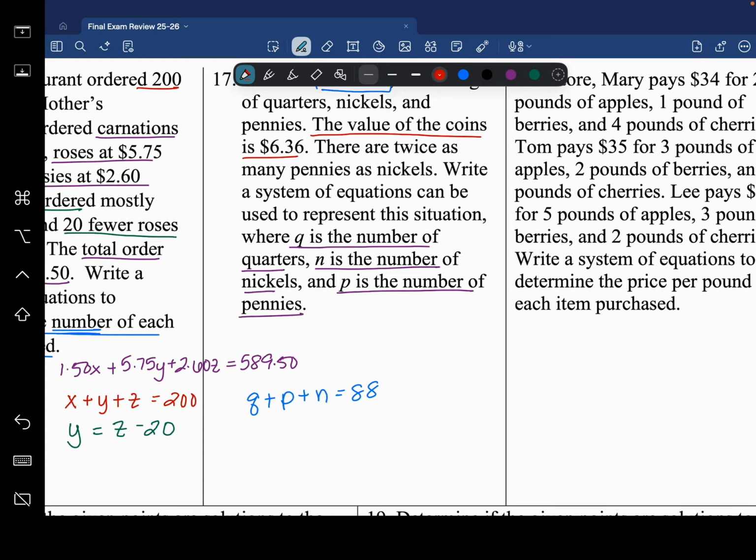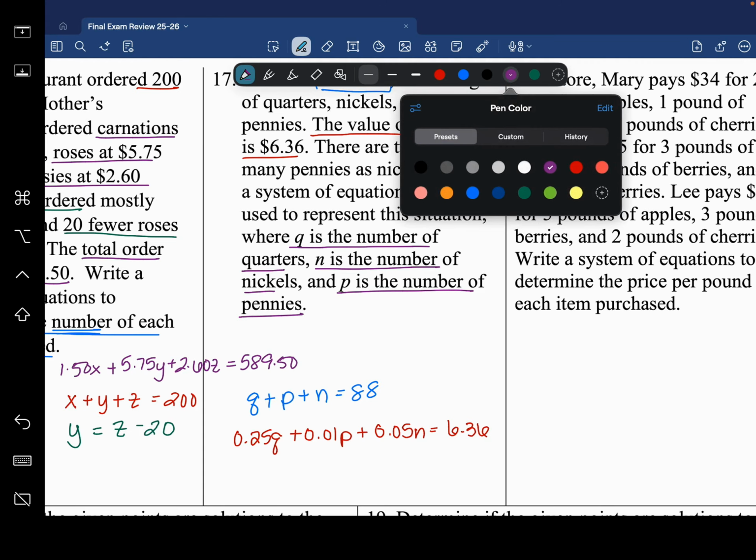Now this is where you are counting. All of these ones in this pile are worth 10 cents. All of these ones in this pile are worth 25 cents. Now you care about value. We know that the value of a quarter is 25 cents, so 0.25 times the number of quarters will give you the value of all of your quarters. Plus pennies are 1 cent, so 0.01P. And then nickels are 5 cents, so 0.05N. All of those values added together will give you $6.36.